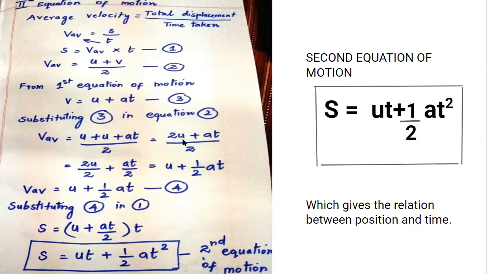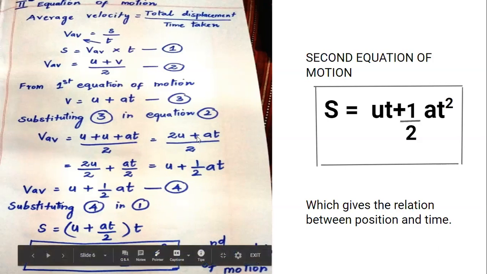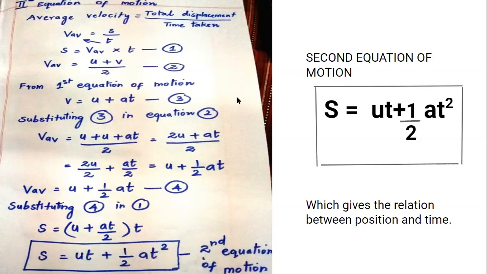So now I'm just splitting this 2u by 2 plus at by 2, right? So cancelling this 2 and 2, u plus half at. So that I am taking it as the fourth equation, right? So you can see here that we are substituting that fourth equation in the first one.